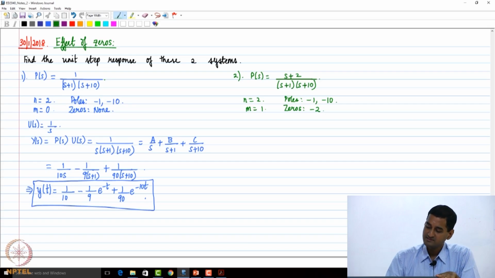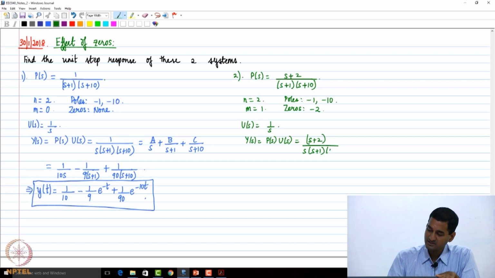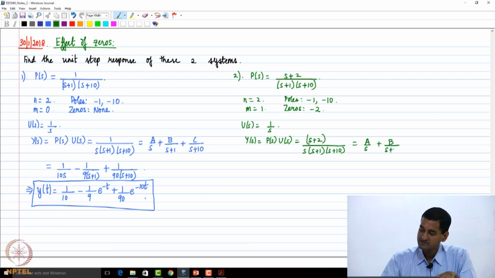Okay, let's calculate the unit step response. U of s is equal to 1 by s. So this implies that y of s is equal to p of s times u of s, which is going to be equal to s plus 2 over s times s plus 1 times s plus 10. Once again we are going to have a by s plus b by s plus 1 plus c divided by s plus 10. So what are the values of a, b and c now?